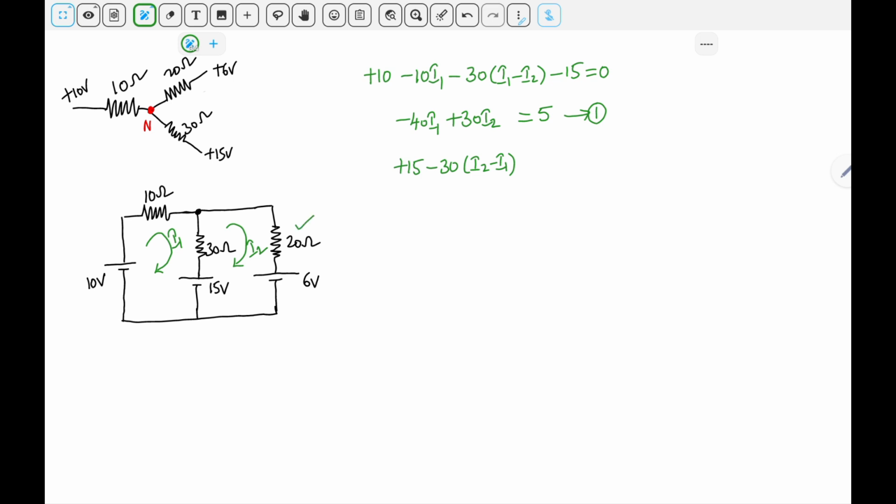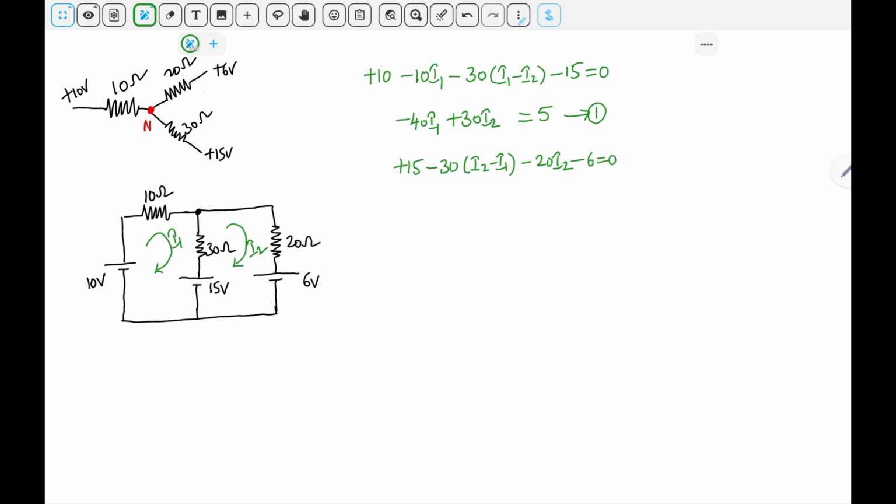Next, this is the 20 ohm resistor. Through the 20 ohm resistor, the only current that is flowing is I2. Therefore, it is minus 20 I2. And through the 6 volt, we are moving from positive to negative, so we need to consider it as a voltage drop. Therefore, it is minus 6 equal to 0.